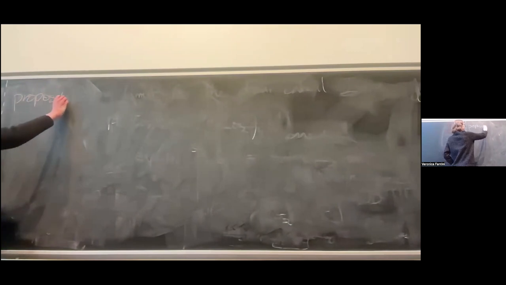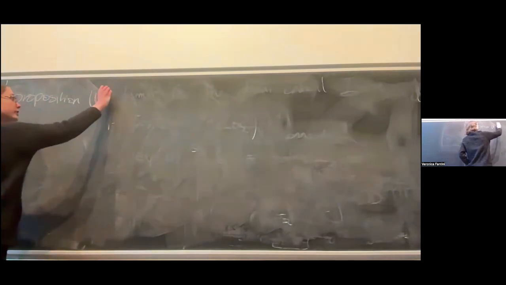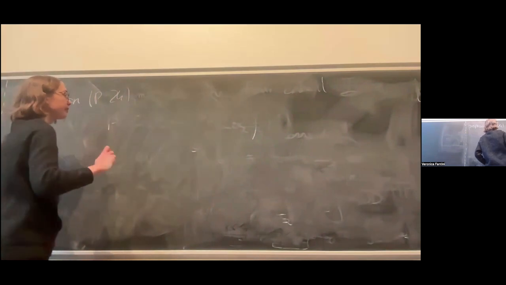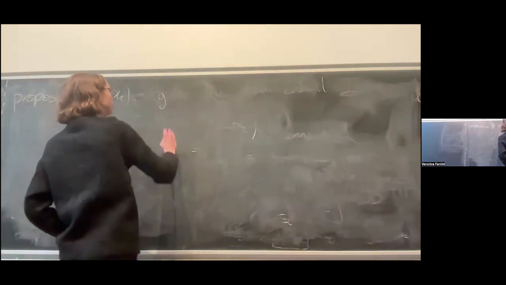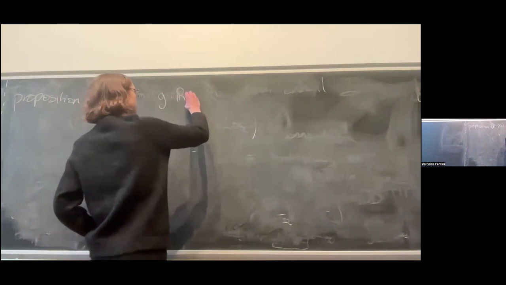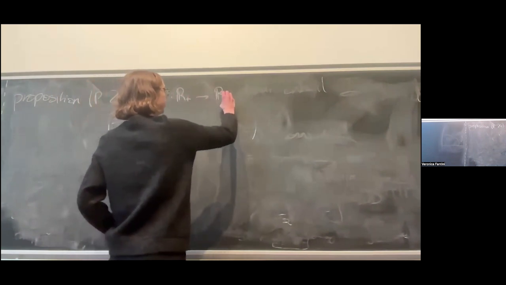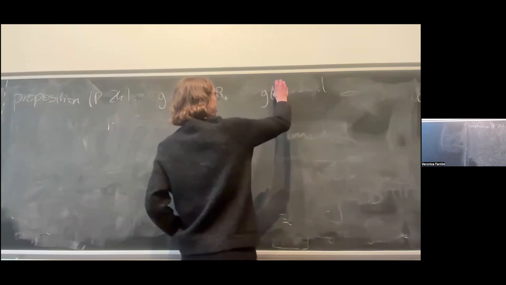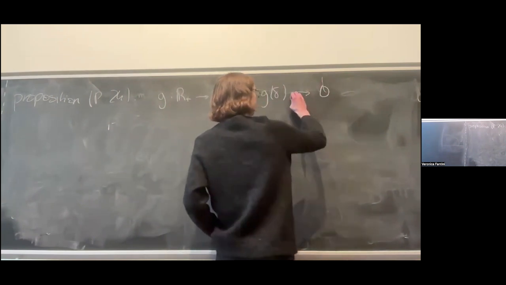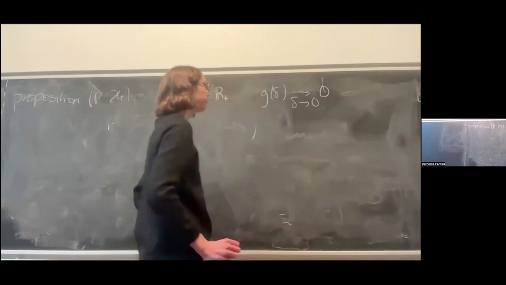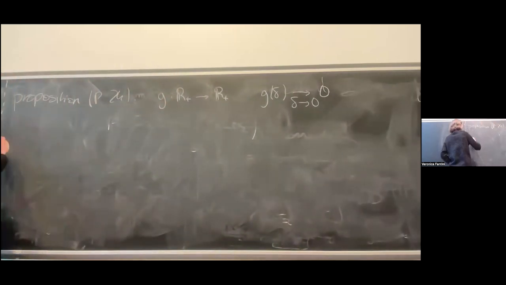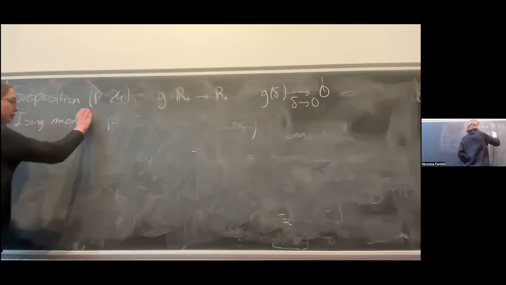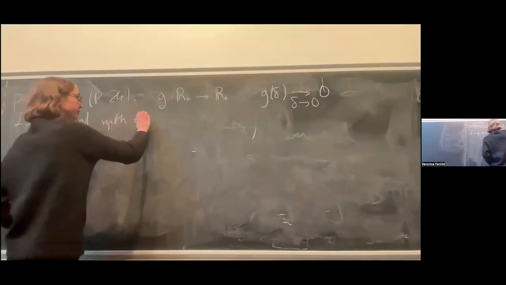Okay, so the first result that I'm going to illustrate is for when you are not near critical, in the case of a small external field. In which sense? You take a function g that goes from R plus to R plus, and this function g goes to 0 when delta goes to 0. And now you take the Ising model with external field.